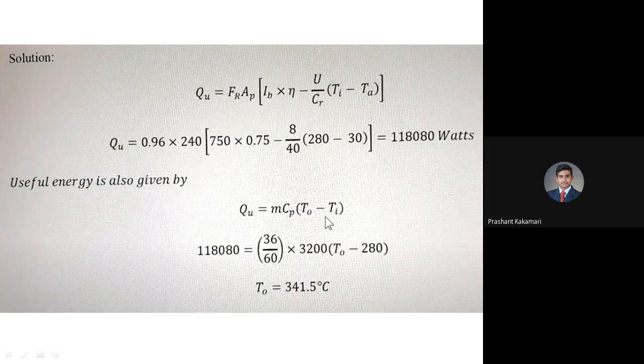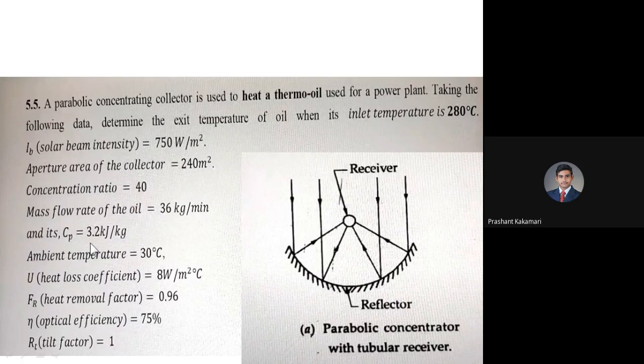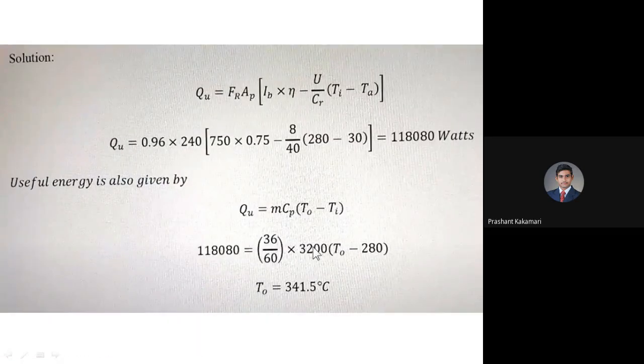Now the useful heat gain is known, and we need to find the outlet temperature of the fluid. So mCp delta T is equal to Q. Q is known, and the mass is given as 36 kg per minute, so I'll convert this into per second: 36 by 60. The Cp value is given as 3.2 kilojoules per kg, in SI units, so no need to convert. Then T naught minus T inlet, where T inlet is given as 280. So I find the outlet temperature of the fluid is 341.5 degrees centigrade. This is in continuous movement, that's why the inlet temperature is more than the ambient temperature. The cycle is repeating, and at this temperature one can run a power plant.